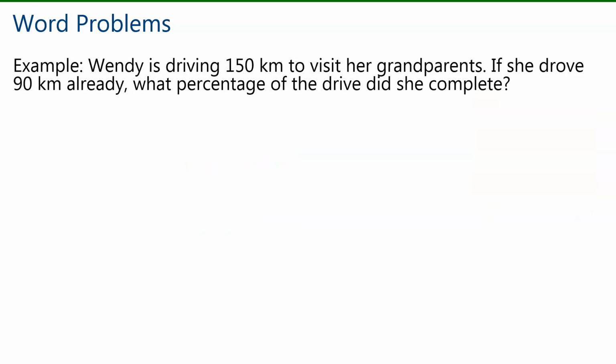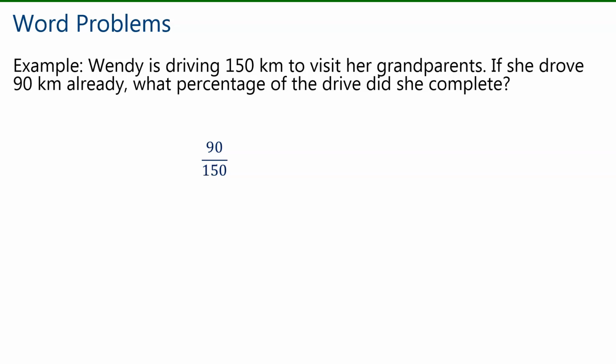The next example, it says Wendy is driving 150 kilometers to visit her grandparents. If she drove 90 kilometers already, what percentage of the drive did she complete? So she drove 90 out of the 150 kilometers. We'll start out with this fraction. Now if we look at 150, I see that I can't divide by a whole number to make that a denominator of 100. So we have to be a little creative here.